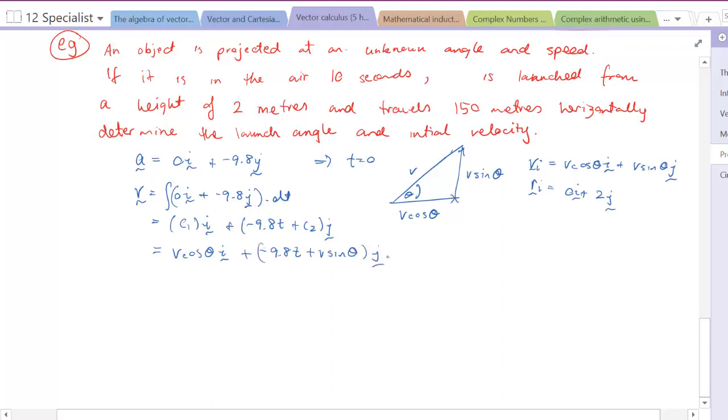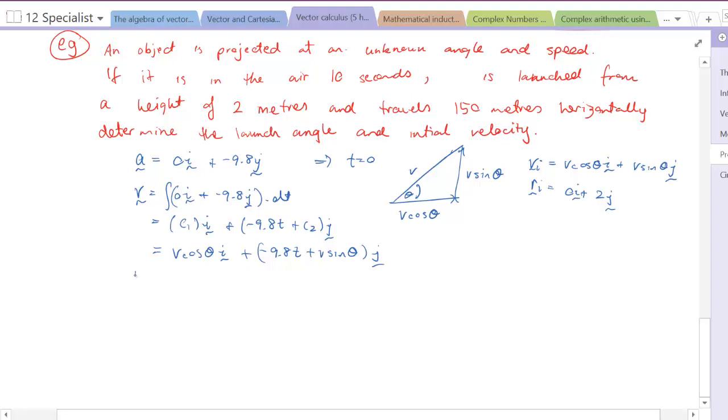So we're left here with v cos theta i and negative 9.8 t plus v sin theta in the j. Now be really careful here. You can see this theta is a constant. Same with v, so the velocity and the launch angle are, I guess, parameters. The variable that we're dealing with is t. Our job is to calculate the velocity and the theta.